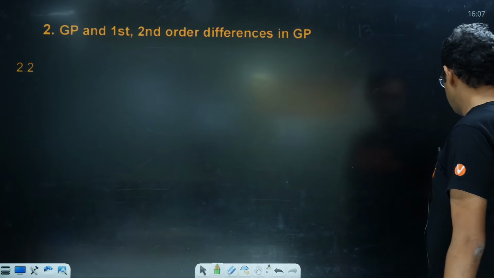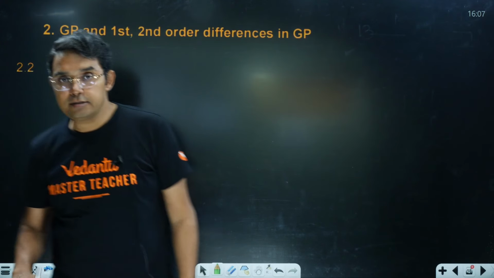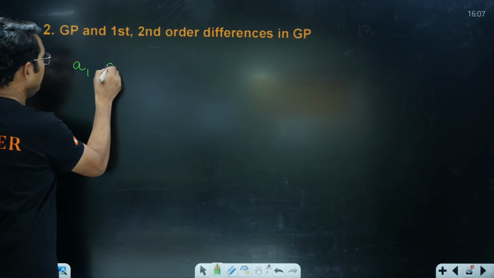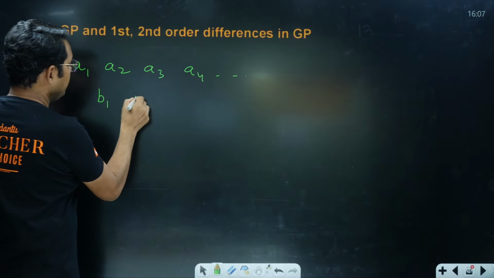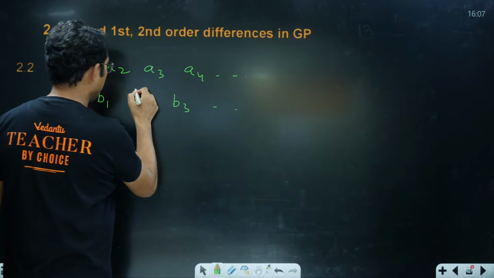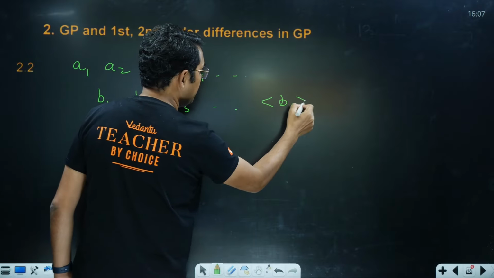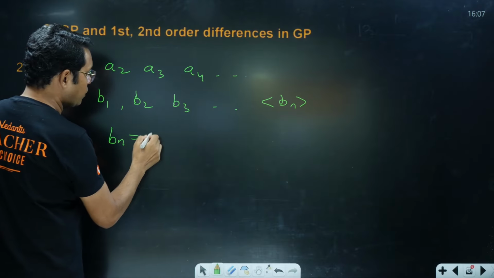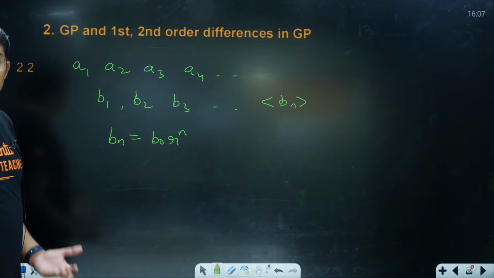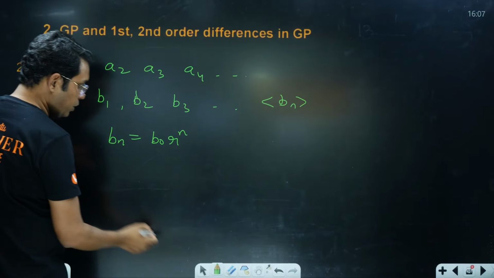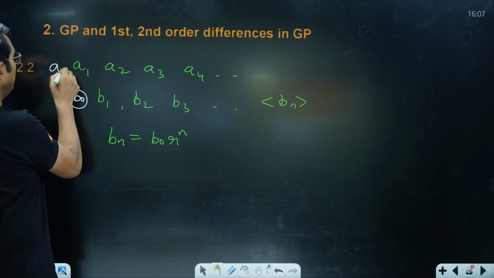Now if your first order difference is GP, let's say my series is A1, A2, A3, A4 and so on. The differences are B1, B2, B3 and so on. Now this Bn is a GP. So in this case Bn would be equal to B naught into r power n, where r is the corresponding common ratio. B naught, you know how to find, just by looking at the pattern backwards. Here also you can find A naught.